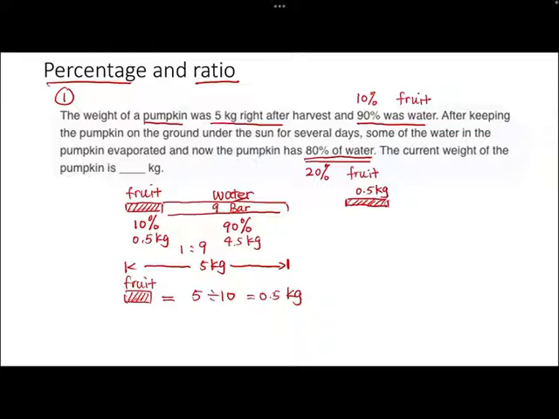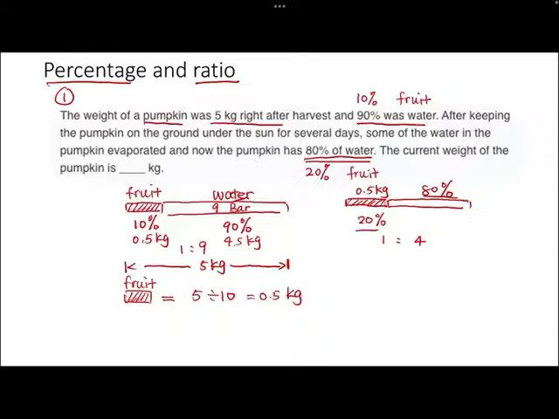In other words, the 1 bar, which is the fruit, equals 5 divided by 10 bars, which is 0.5 kilos. That is what we get at the beginning. The fruit is 0.5 kilos. And for the water, easy, we just multiply by 9, because it's 9 bars. It's 4.5 kilos. That's at the beginning.